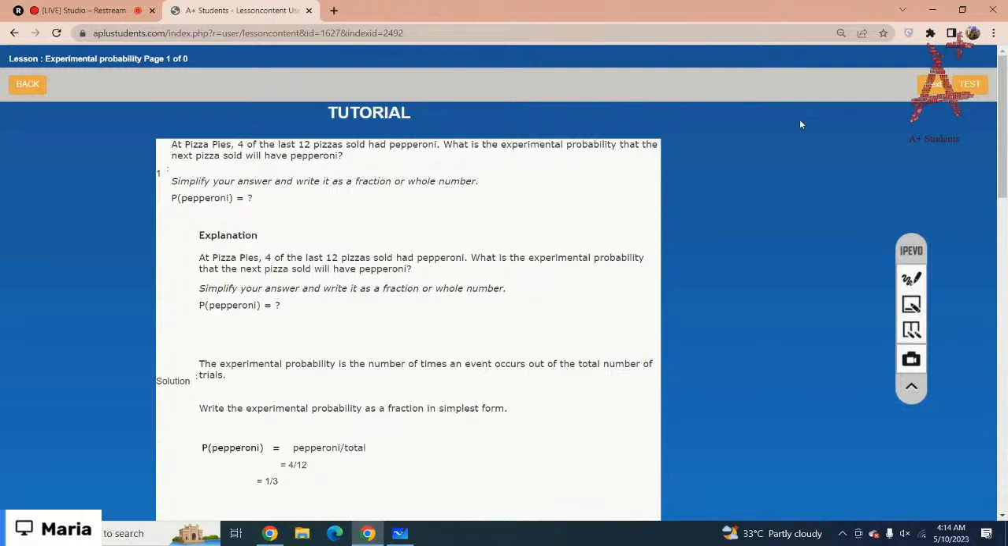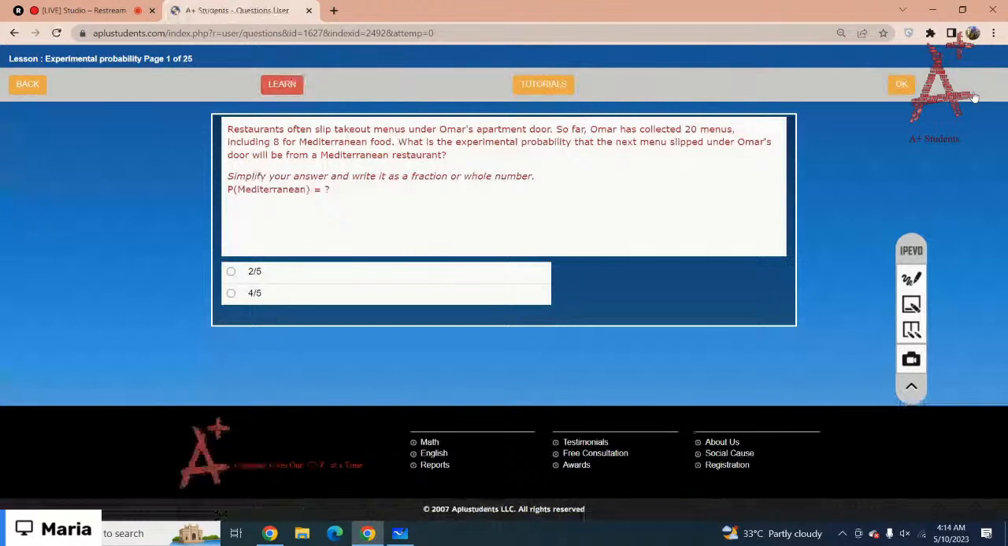Okay, let's just start with the test question. It would be very easy. You just have to understand what is the experimental probability. So experimental probability is the... let's just start with the first example.